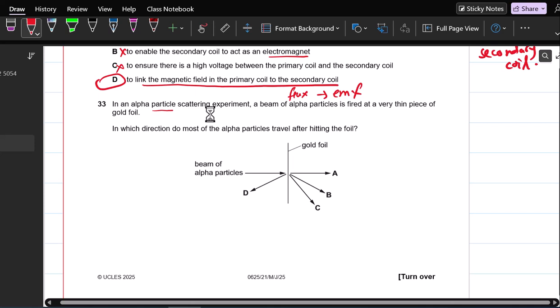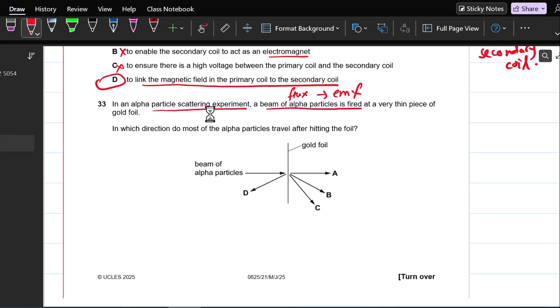Question 33. In an alpha particle scattering experiment, a beam of alpha particles is fired at a very thin piece of gold foil. If you remember, we have discussed this, that we have an atom having a nucleus with positive charge. So alpha particle also has positive charge.